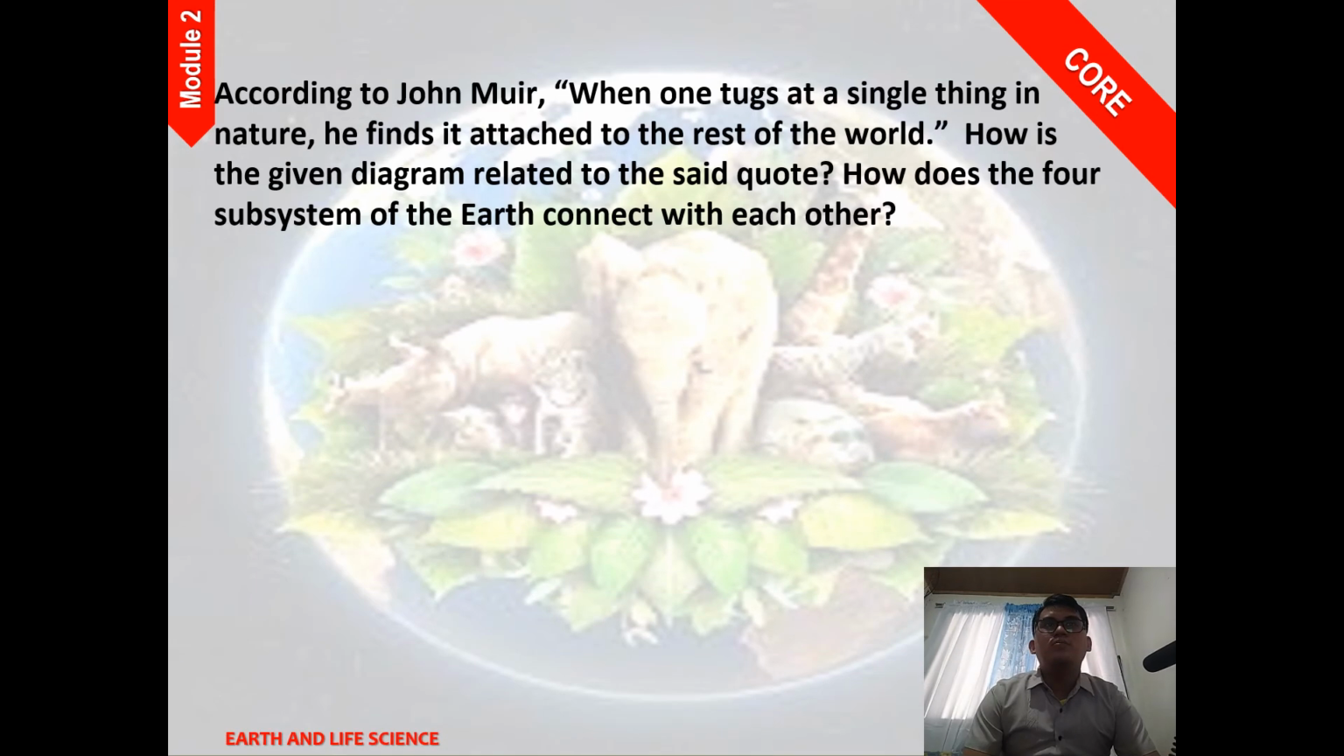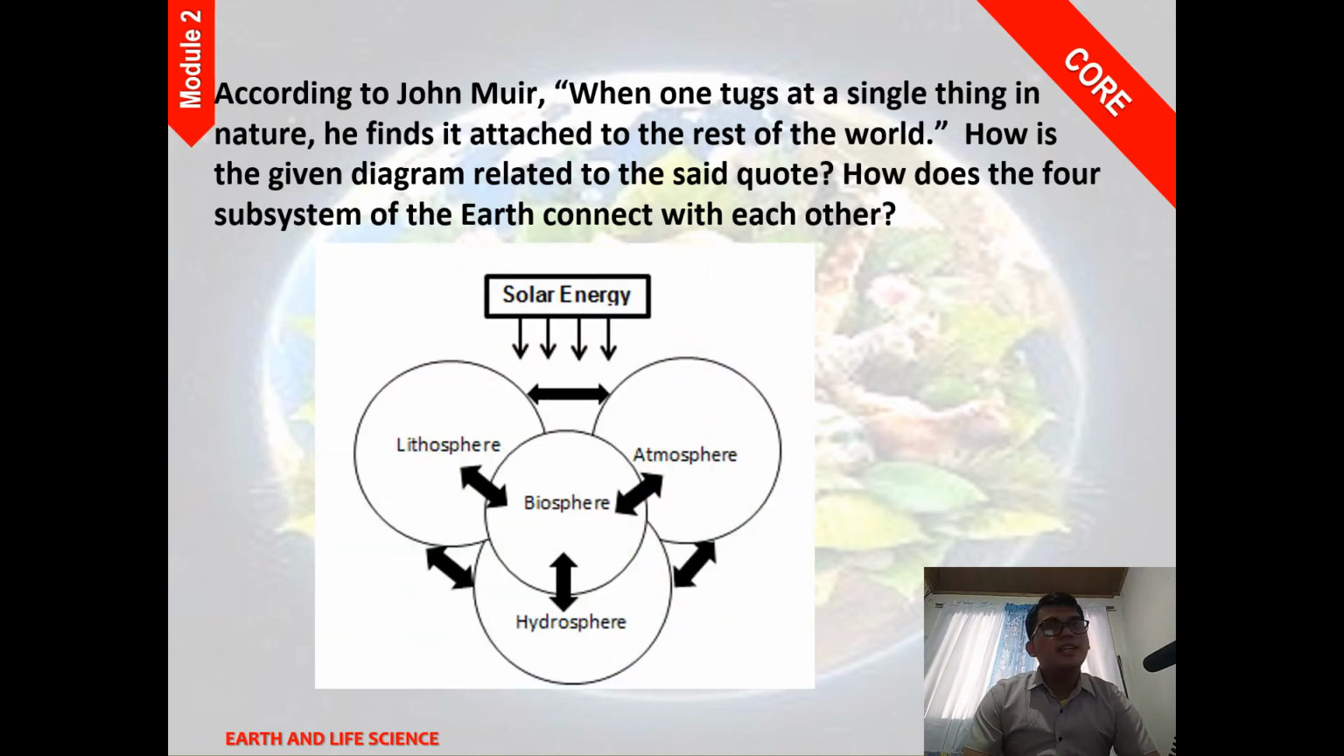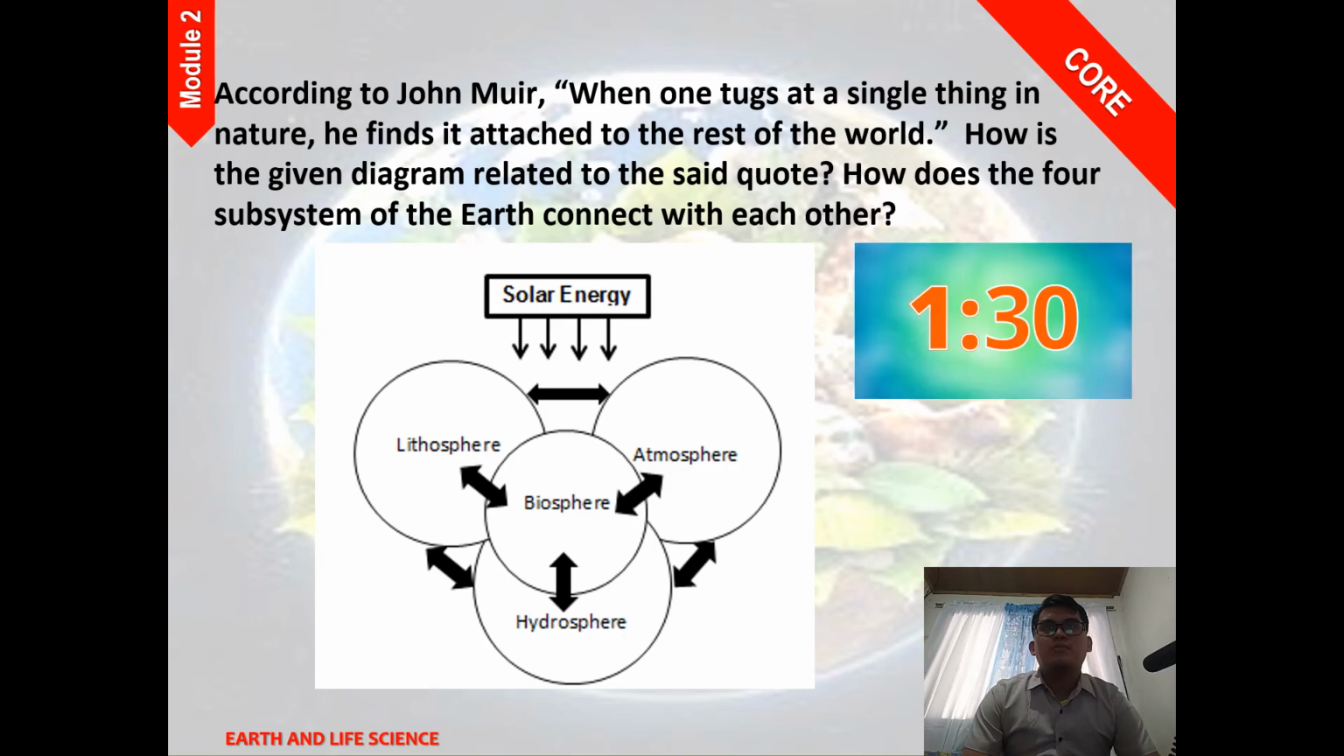According to John Muir, when one tugs at a single thing in nature, he finds it attached to the rest of the world. How is the given diagram related to the said quote? How do the four subsystems of the Earth connect with each other? Analyze the diagram. You have 90 seconds to give your answers.